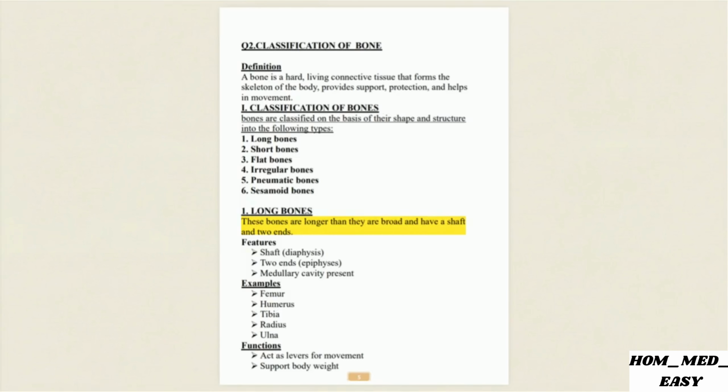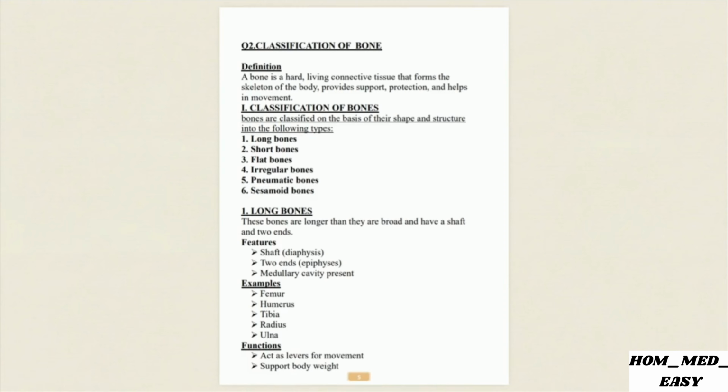Long bones are defined strictly by their dimensions. They are physically longer than they are broad. The central cylindrical structure providing this length is the shaft, anatomically known as the diaphysis. Capping this central cylinder are 2 articular extremities, known as the epiphyses. Inside the diaphysis sits a weight-saving feature, the medullary cavity. This hollow core keeps the bone light without compromising its structural integrity.